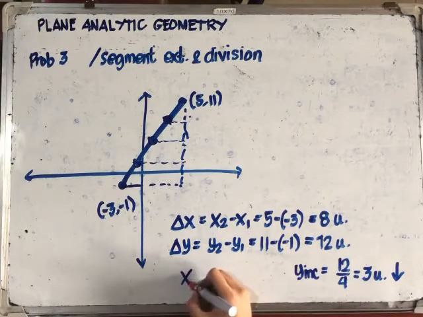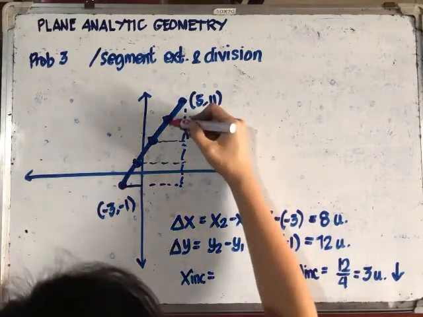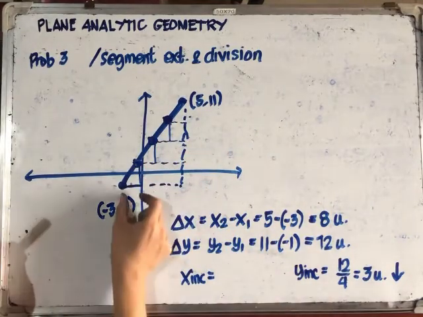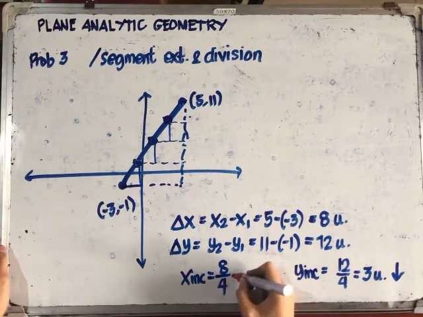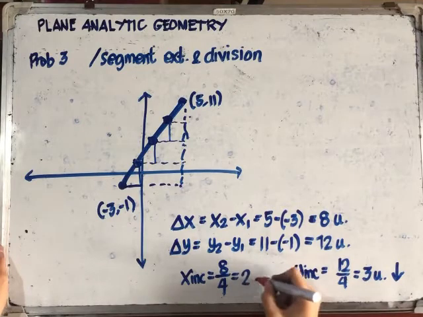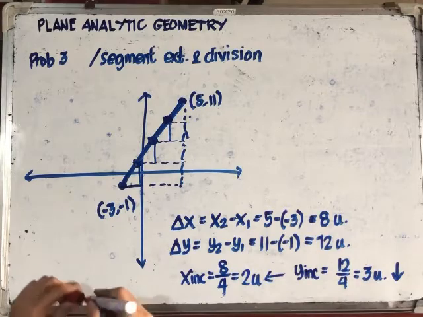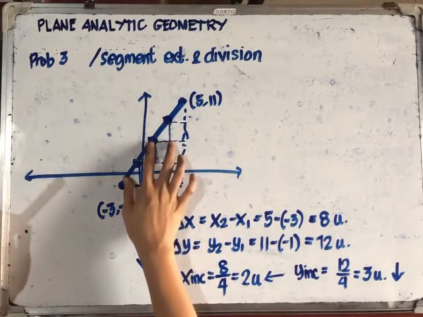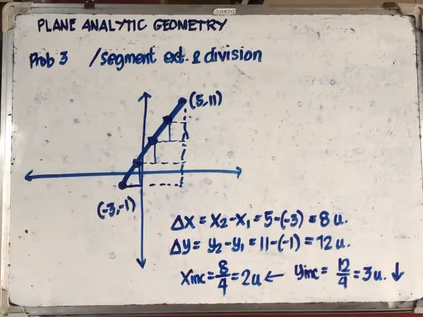For x increment, okay, every one of these small drops of x would mean 8 over 4, that is 2 units going to the left. Again, with respect to our (5, 11). So, that means 2 units of movement, another 2 units there, another 2 units, another 2 units, and finally, it goes to our (-3, -1) point.